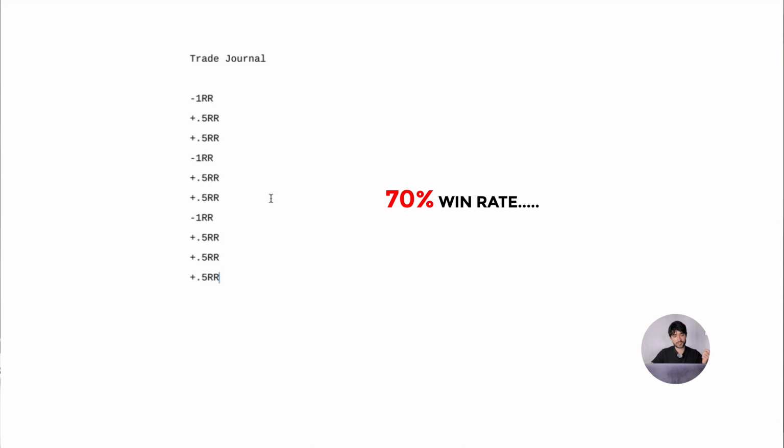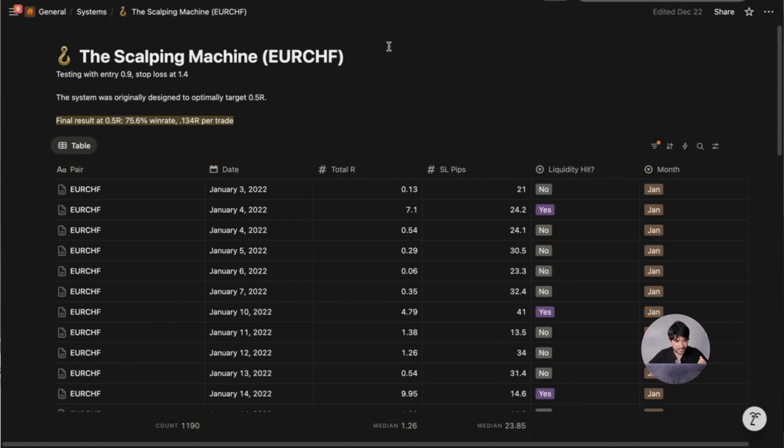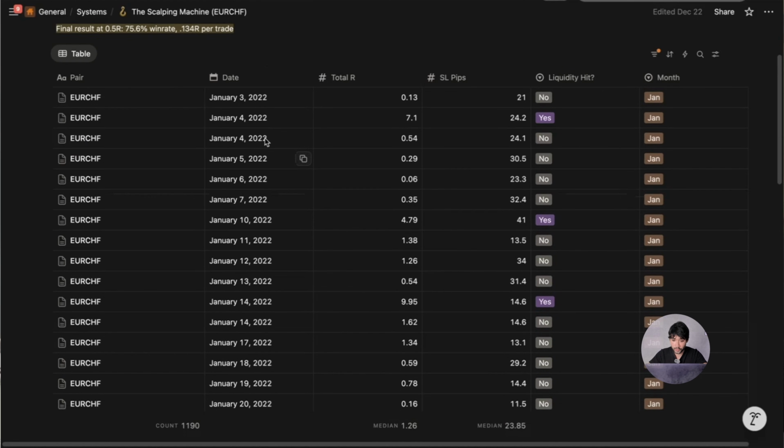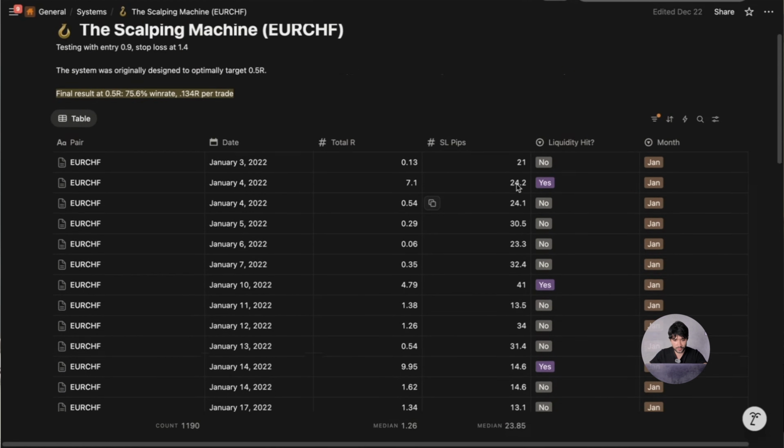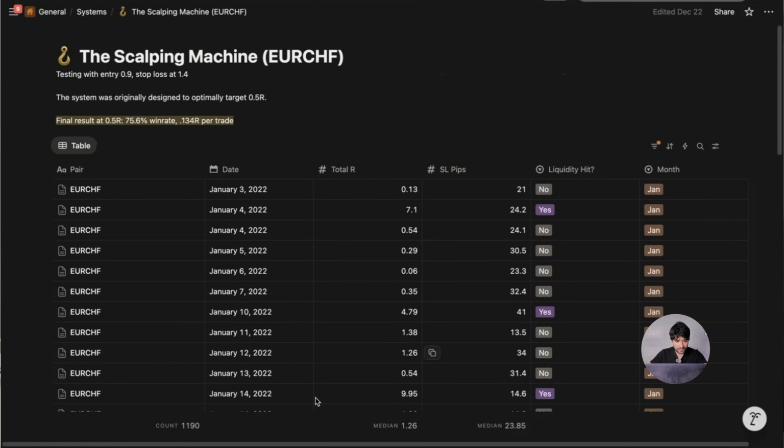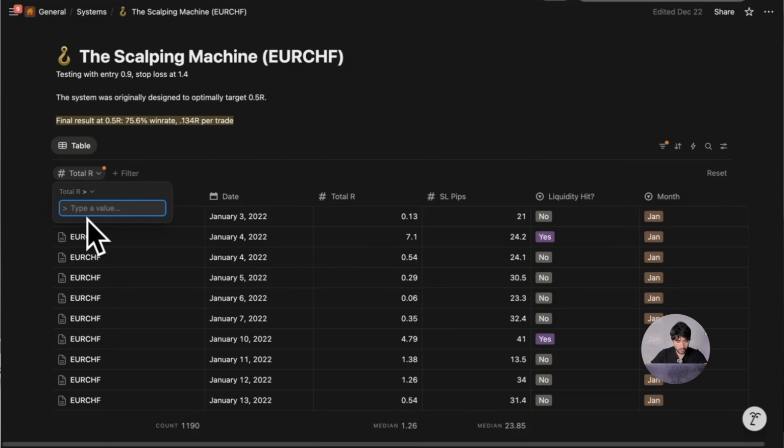And now that we've collected our sample size, which again is about a 70% win rate, I'm going to come to my data sheet here and show you guys the true win rate across the almost 1,200 trades I've collected. So as you guys can see, 1190 trades. And we'll go ahead and filter the total R to 0.75. And as you guys can see, you guys can confirm for yourself, but it's 766 trades out of 1190, which is about a 75.6% win rate.